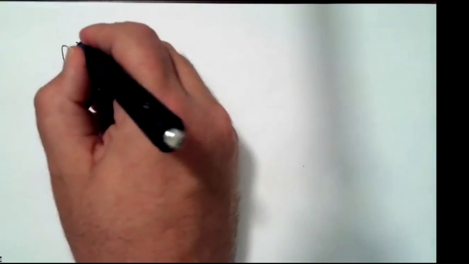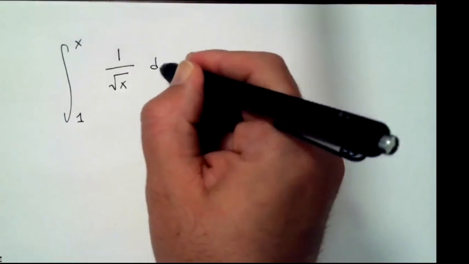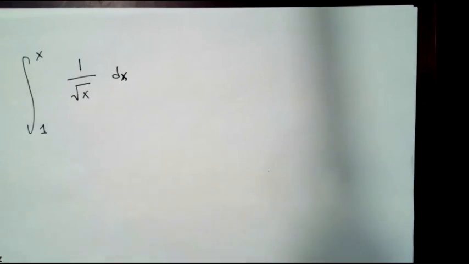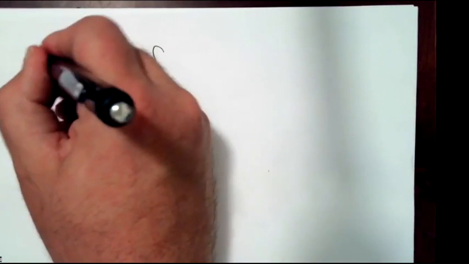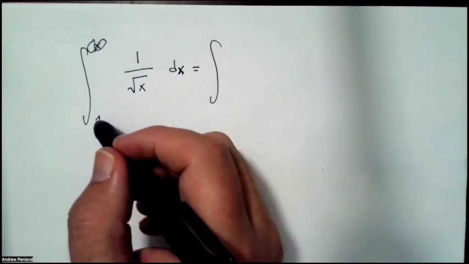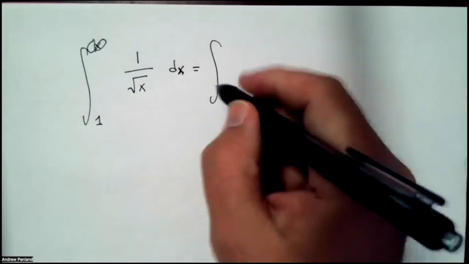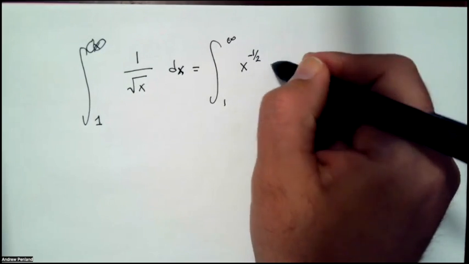Okay, now let's look at another example, which was the definite integral from 1 to infinity of 1 over square root of x dx. And let's go ahead and rewrite this algebraically as x^(-1/2) dx.